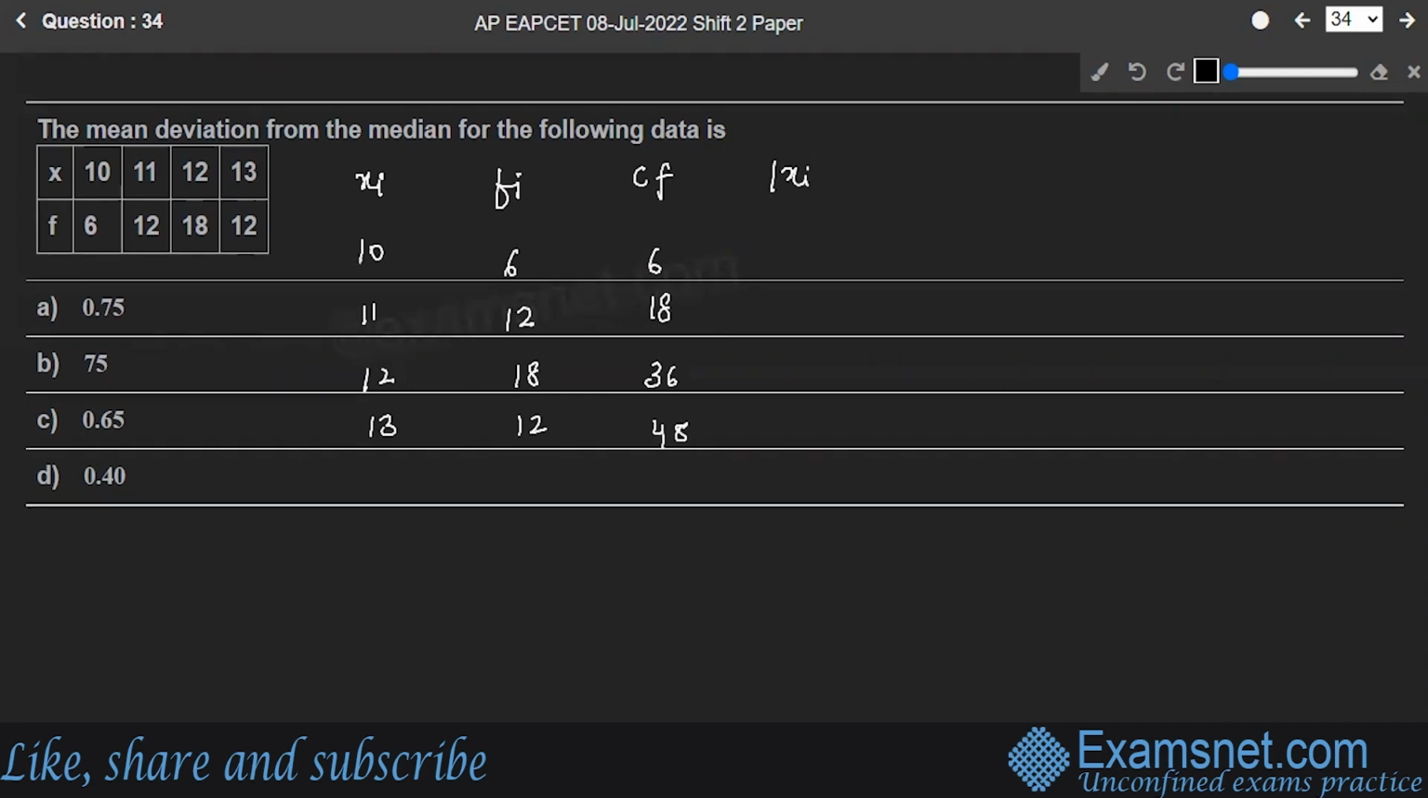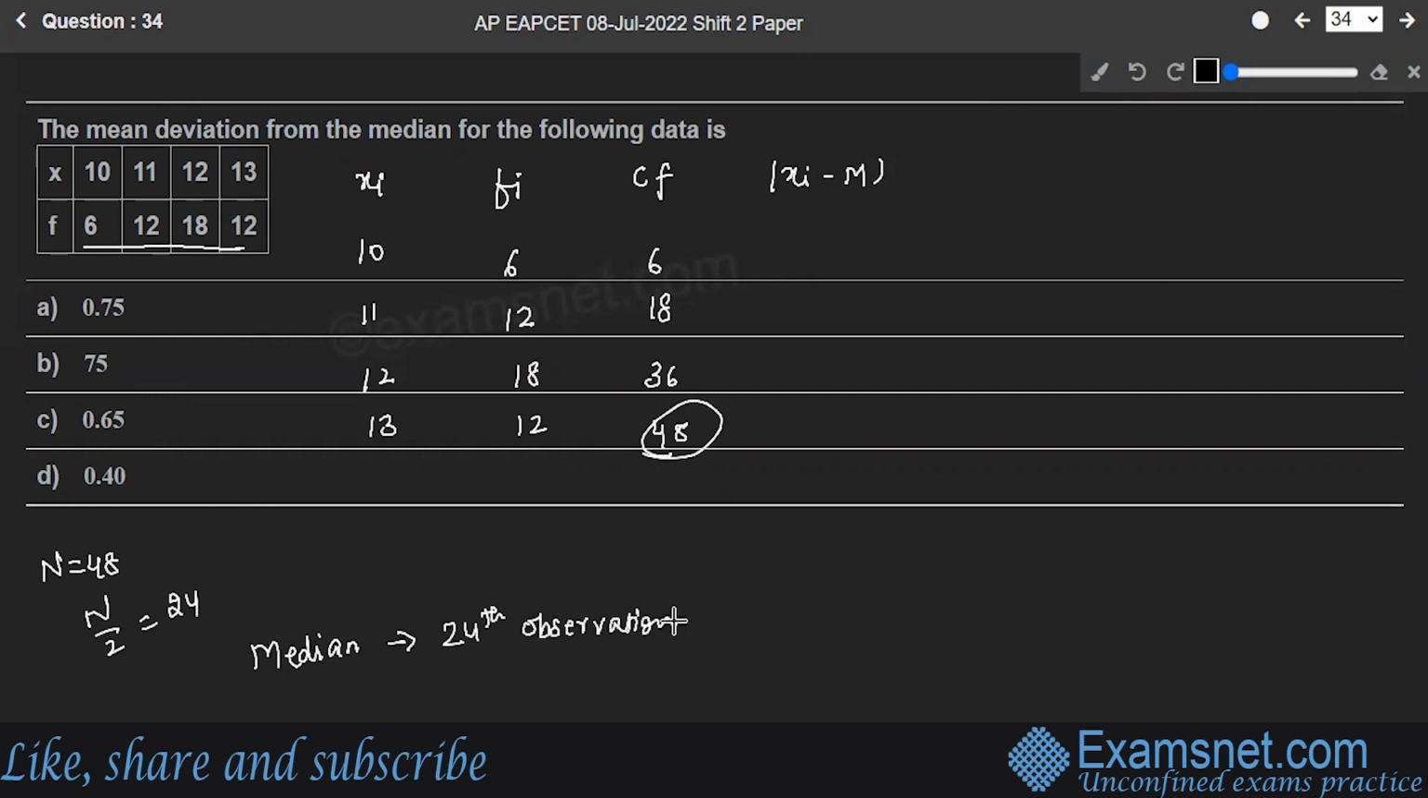Next, xi minus m. Now, what is this m? Let's discuss that first. See, over here, n, that is the sum of the frequencies, is given by 48. Therefore, the half of this is equal to 24. That means your median is the 24th observation, right? That means your median is equal to 12. This is your median.